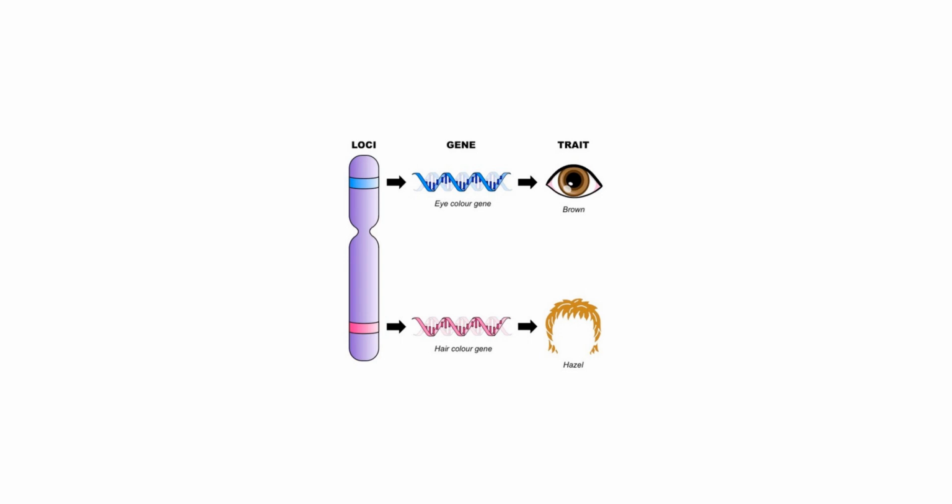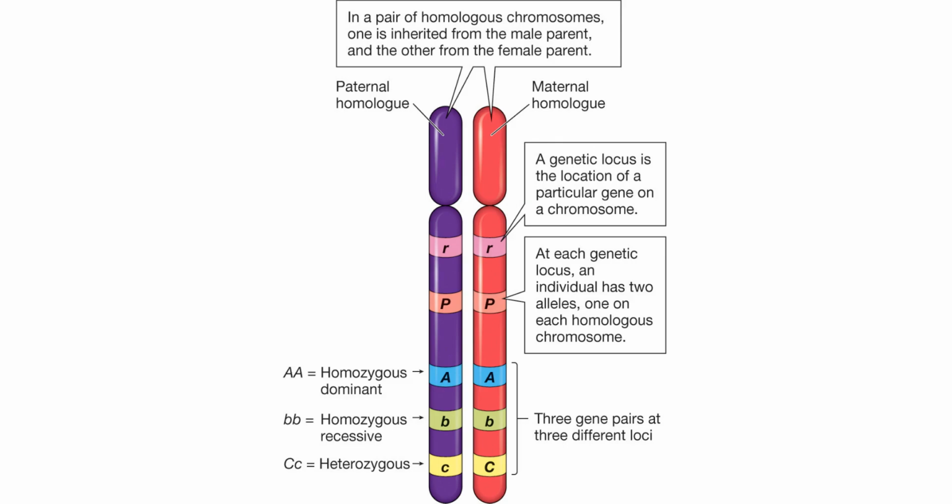All right, so let's go to the next one here. Here we're getting to these genetic terms that we need to understand. So homologous chromosomes. Well, homologous means they have the same loci.